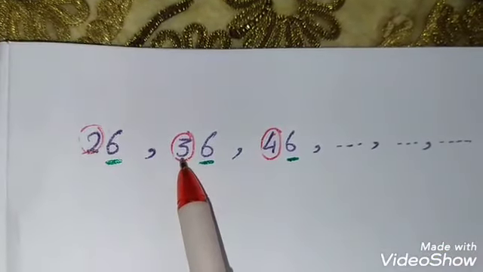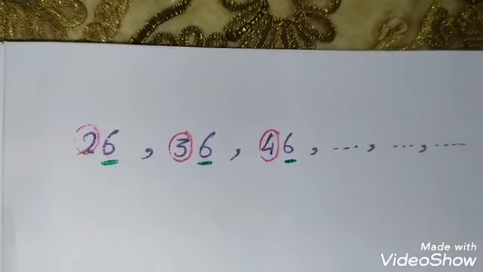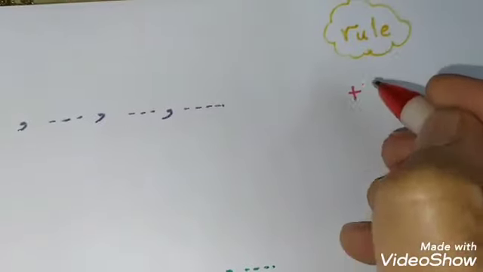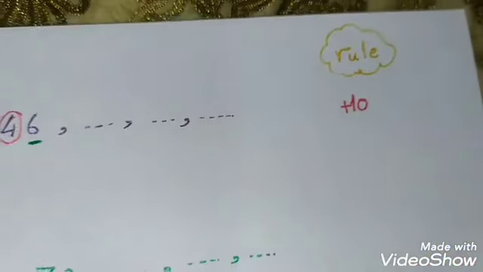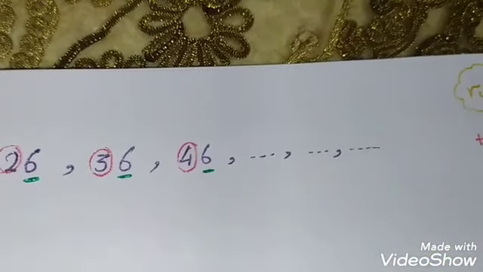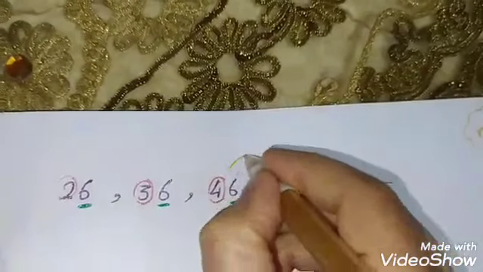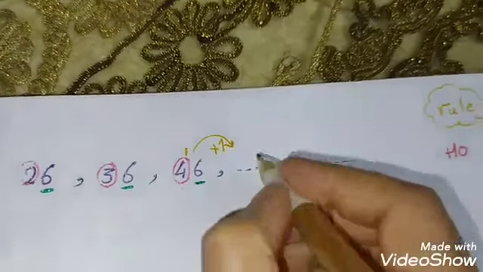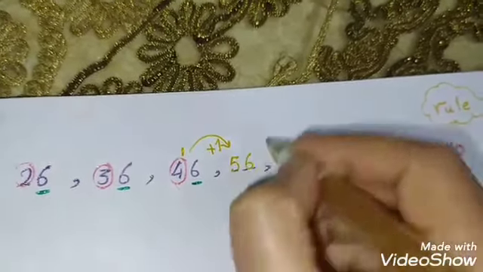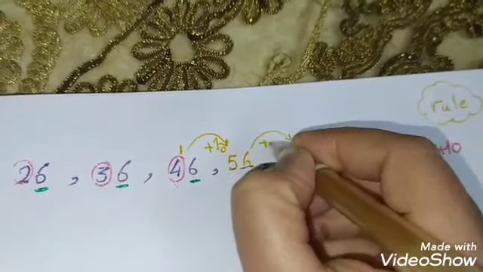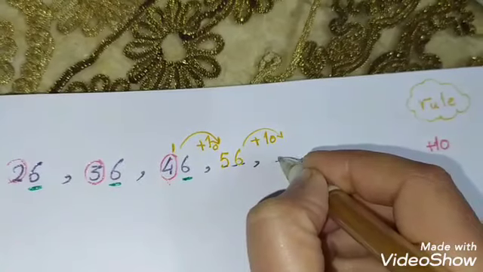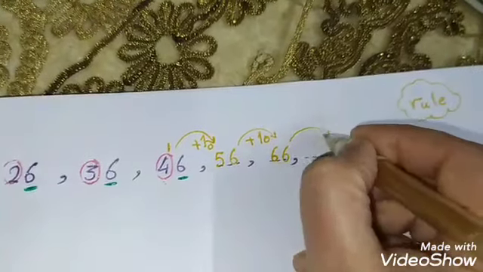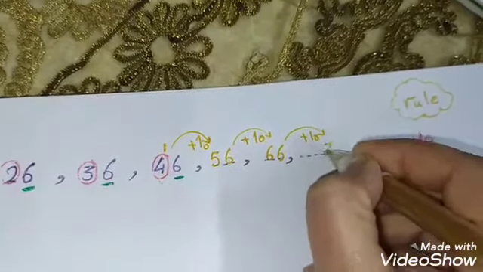2 tens became 3 tens. What's the difference between the two numbers? You do subtraction. I guess it's very easy. We add 1 ten. Now to find out the next number, you just add 10. Just add 1 to the tens digit and leave the ones. It will be 56. Now add 10. It will be 66. Another 10, it will be 76.